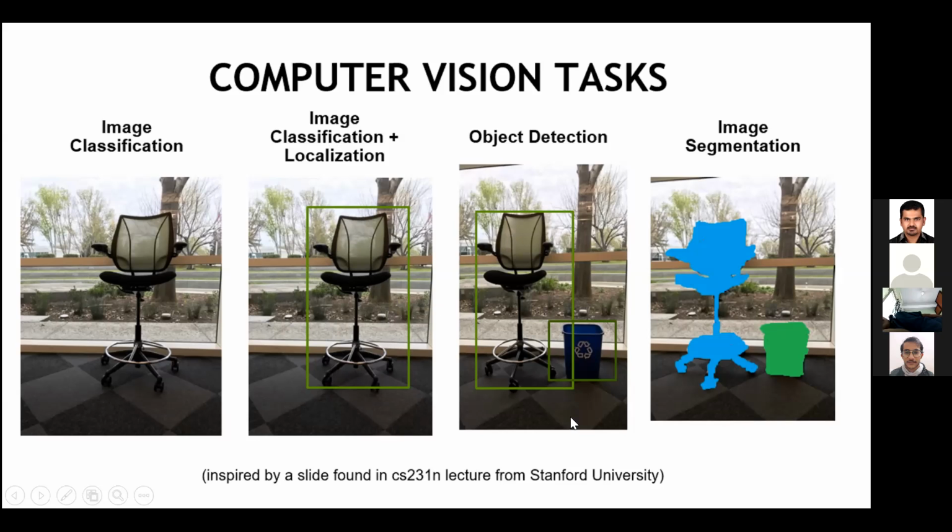There might be multiple objects in your image. Here you have a chair, and you have a dustbin. By object detection, you are not just classifying one object alone. You are classifying and localizing multiple objects. So you say, okay, this is a chair, you label it, and you also mention the left corner and right corner coordinates. Then, this is a dustbin, and it is located here. This is the left corner and this is the right corner. This is called object detection.